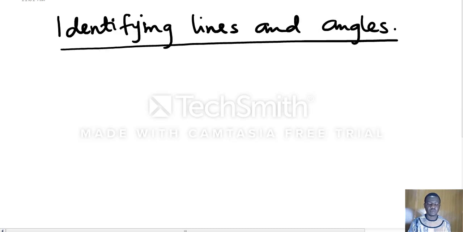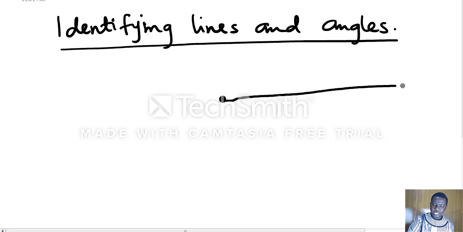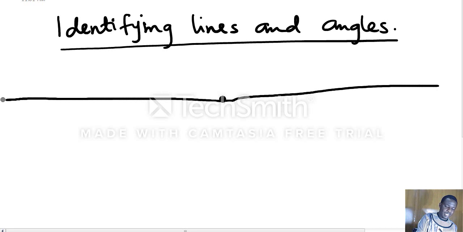Let's start with the first objective, to identify lines and angles, of which we said a line is made up of a set of points which extend indefinitely when extended on both sides. That is, if we have a group of points, where a point can be defined as the smallest shape, a line is a set of points which, when extended from both sides, is indefinite. That is, it has no end.